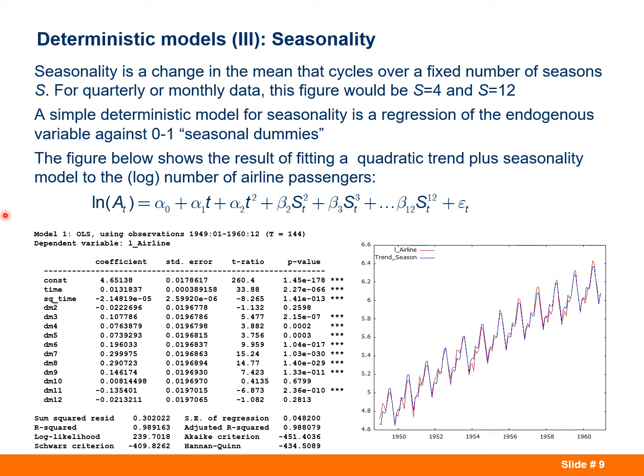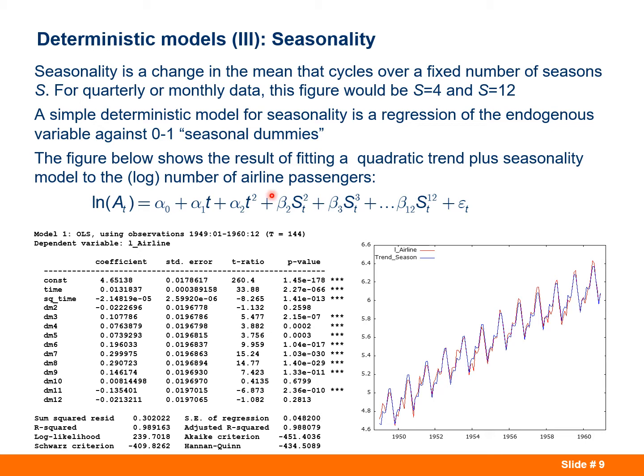For example, in the case of the airline passenger series, we could relate the log of airline passengers with a constant term, time, and time squared. This would be the model for the trend. It would be the trend component. And we could add to this regression all these variables corresponding to the months of February, March, April, and so on until December.